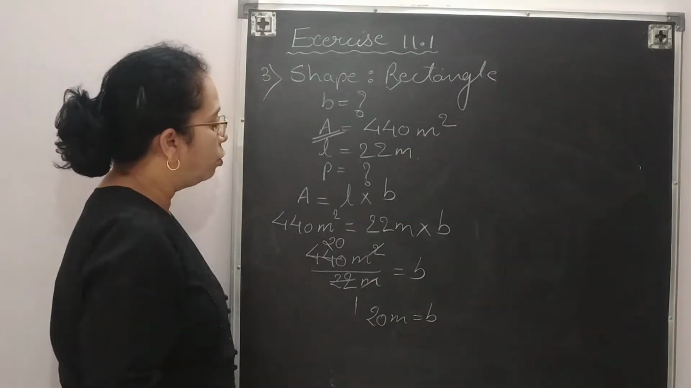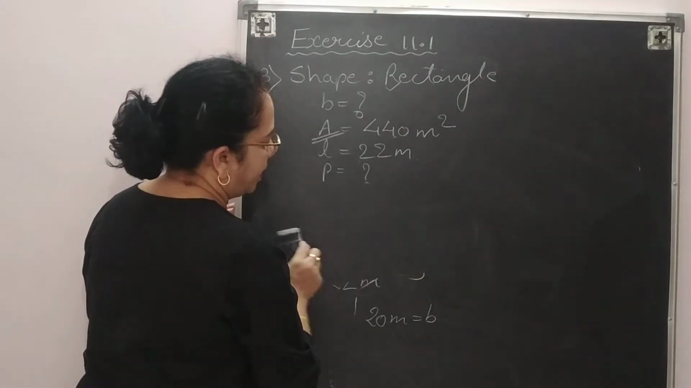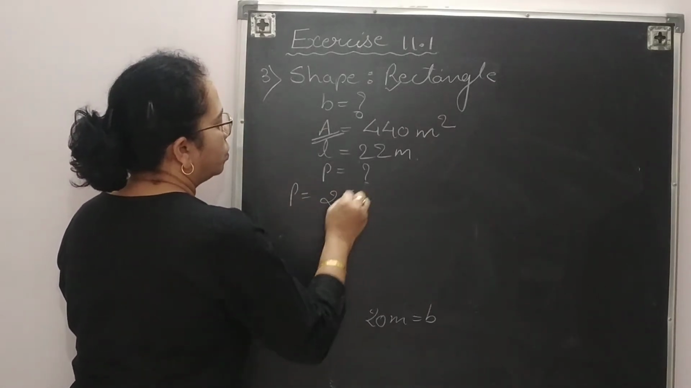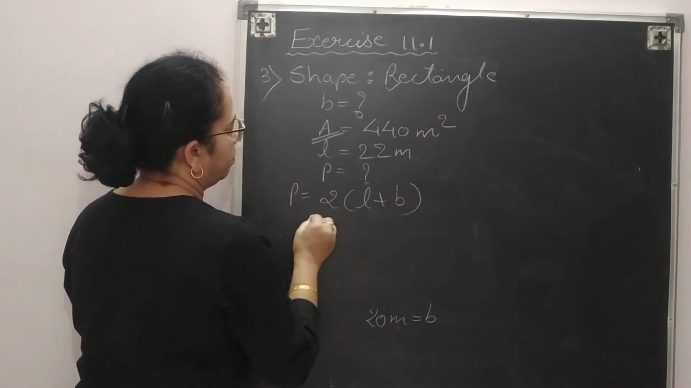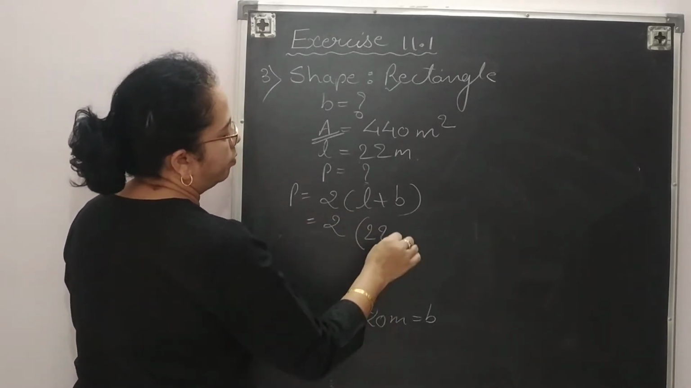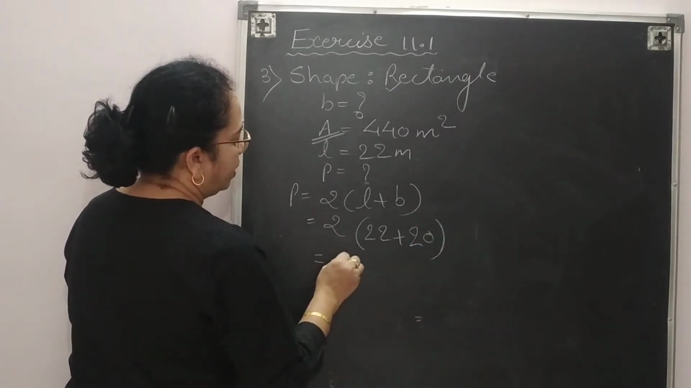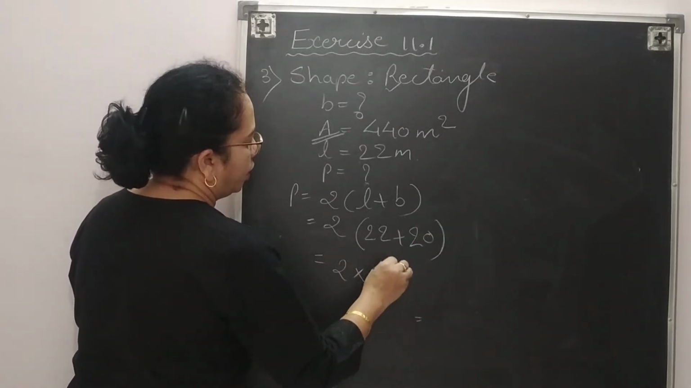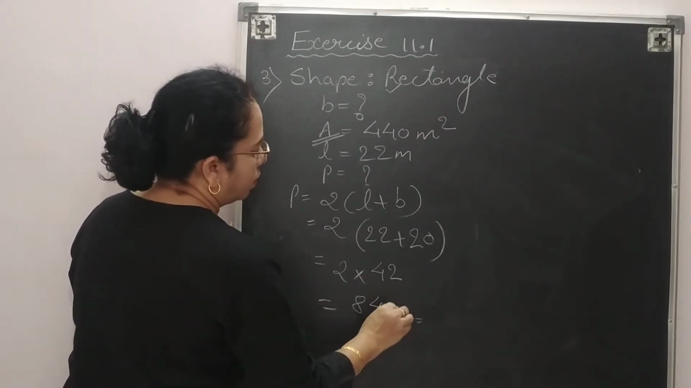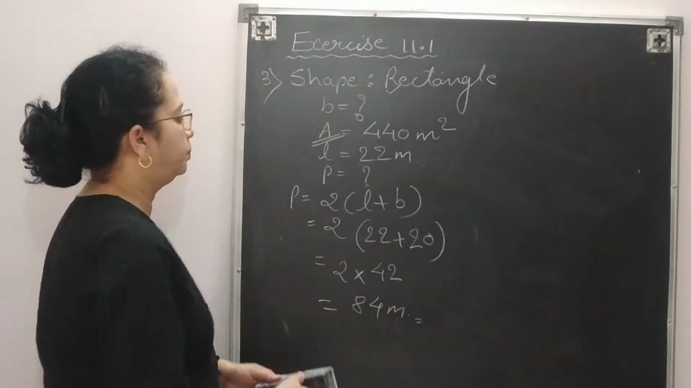Now you need to find out perimeter also. So we will use this B and we will write down perimeter. So what is the formula for perimeter? 2 in bracket L plus B. So 2 in bracket, length is 22 and breadth is 20. So add this, you will get here 42. Multiply this, 2 2s are 4, 2 4s are 8, 84 meter. So your perimeter is 84 meter.